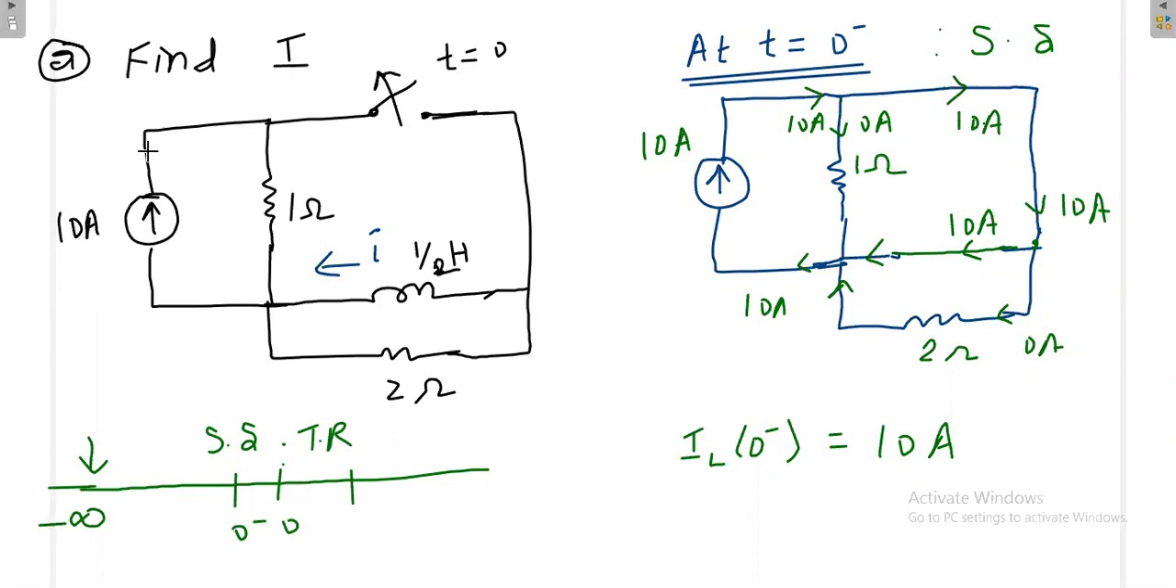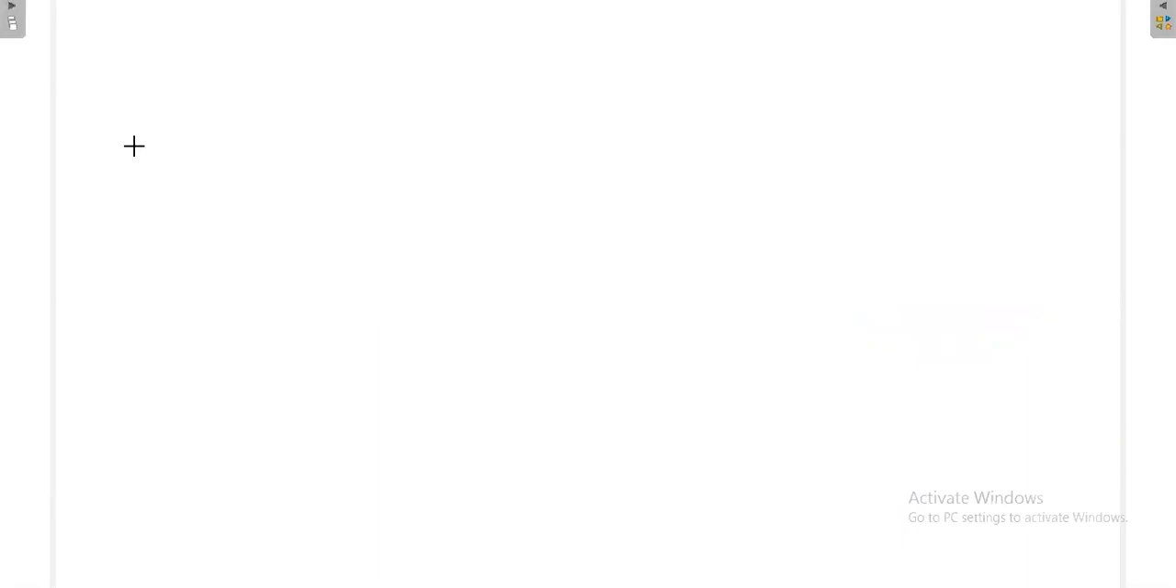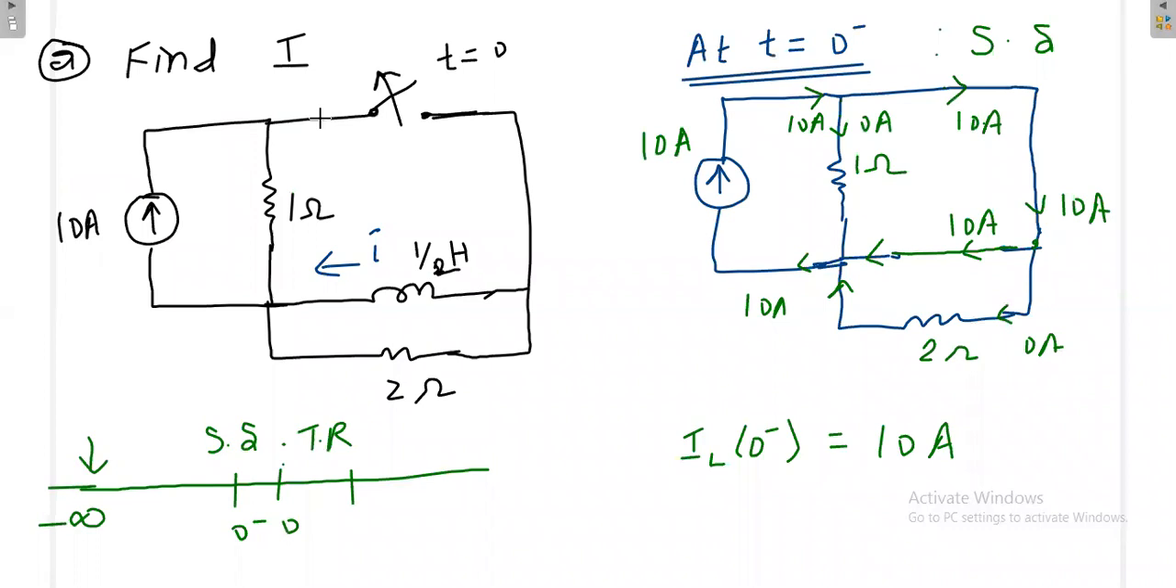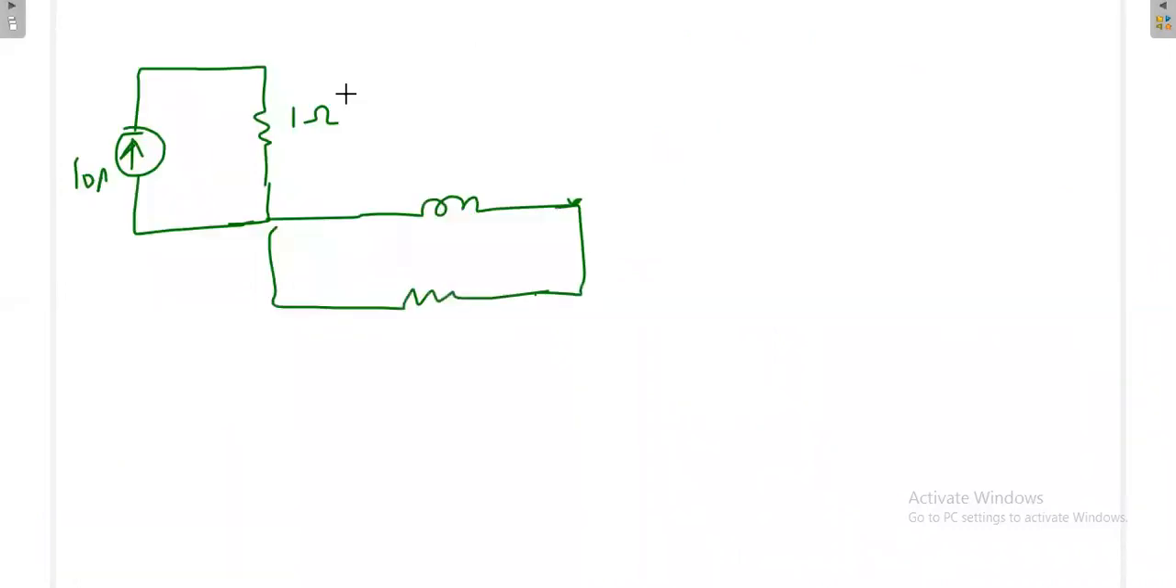Once you open the switch, it will become like this, 10 ampere, and this is 1 ohm, and this is like this. Because you are opening this switch, that means this section becomes open, then the circuit becomes like this. Again, this value is 1 by 2 Henry. This is the circuit at t is equal to 0 plus.